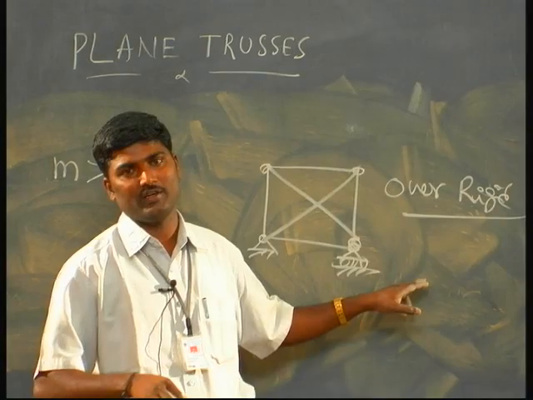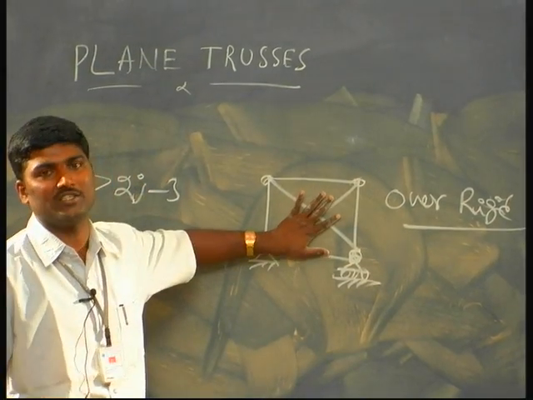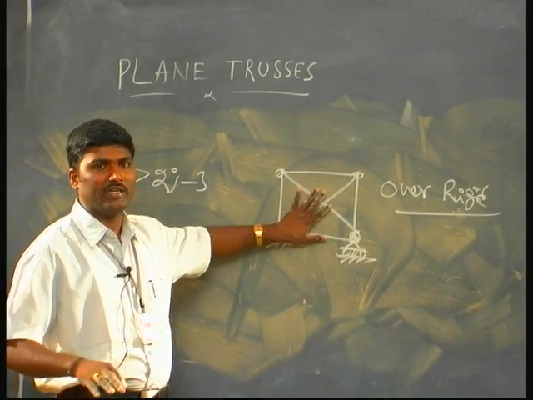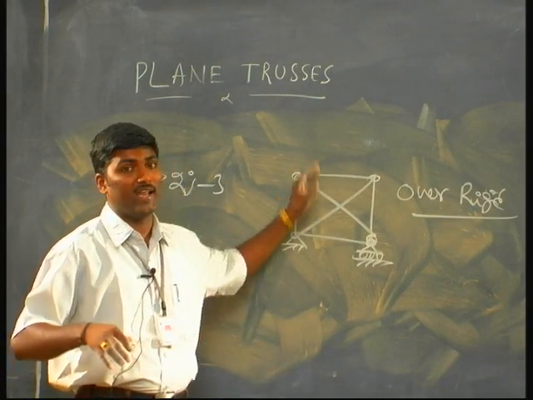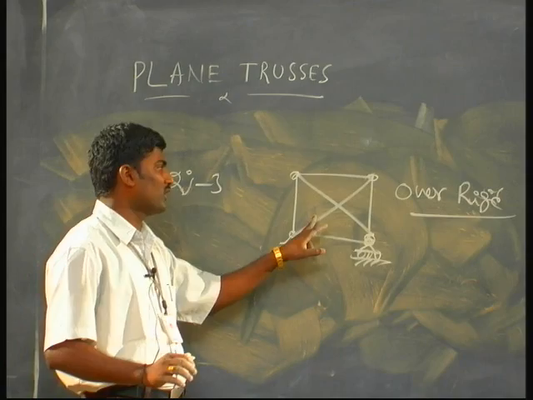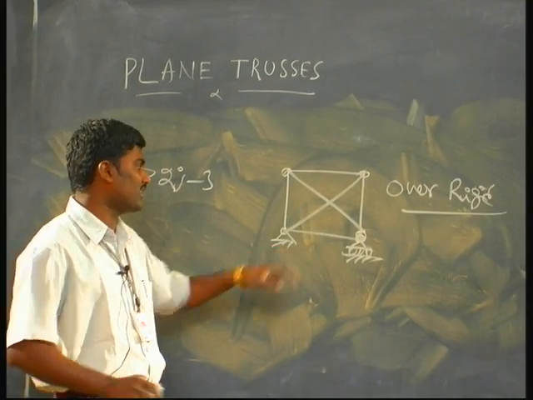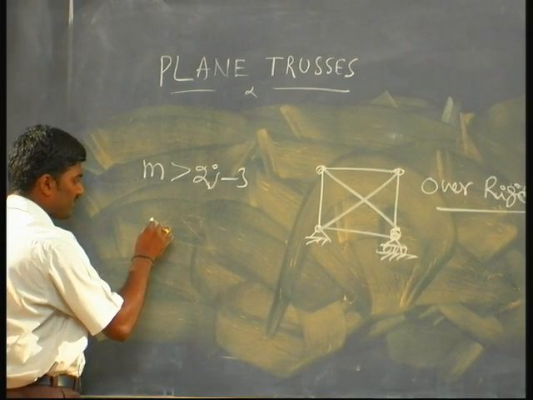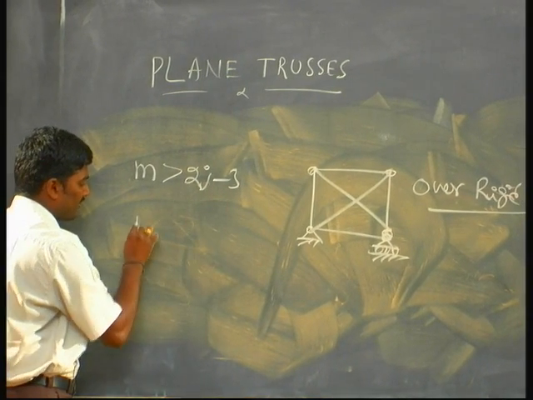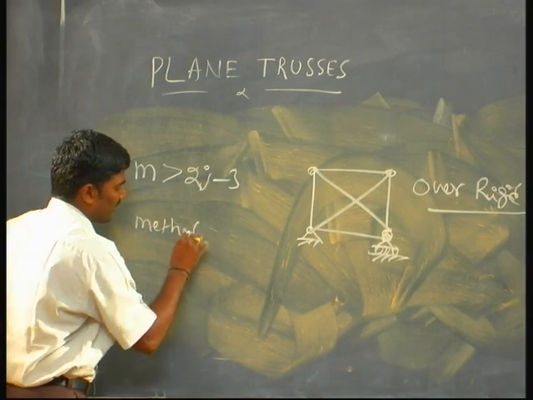Collapsible, rigid, over rigid. This is over rigid, which means according to its stability there is no problem, but according to the analysis there is a problem. If you have one more additional member here, generally I did not go to the method actually, now I go to the method. There is a method called method of joints to solve this one.